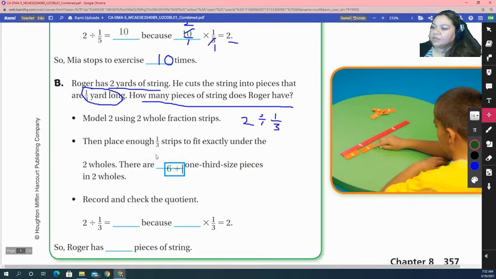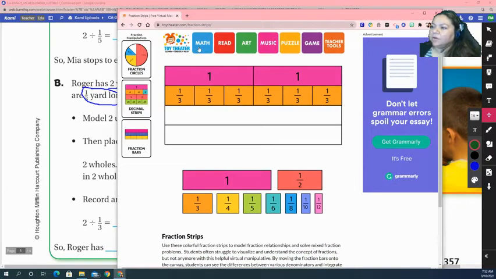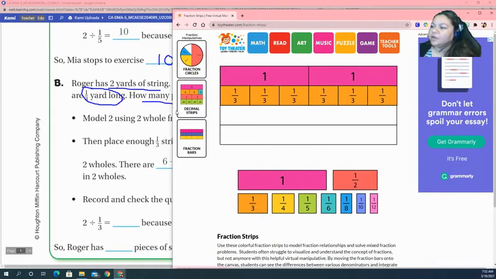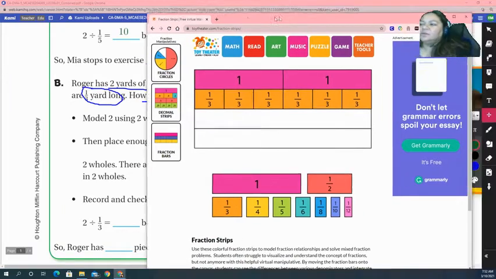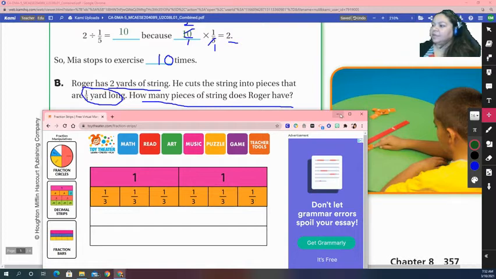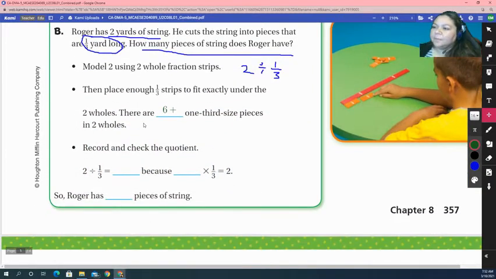Okay, again, how did I do that? With Toy Theater, I modeled 2 because I'm dividing 2 by 1/3, and so I just placed thirds under my model of 2, and I counted how many fit under the 2. So we're going to go ahead and do another example. But before we go, let's just finish this page. It says 2 divided by a third is equal to, we said it's 6.